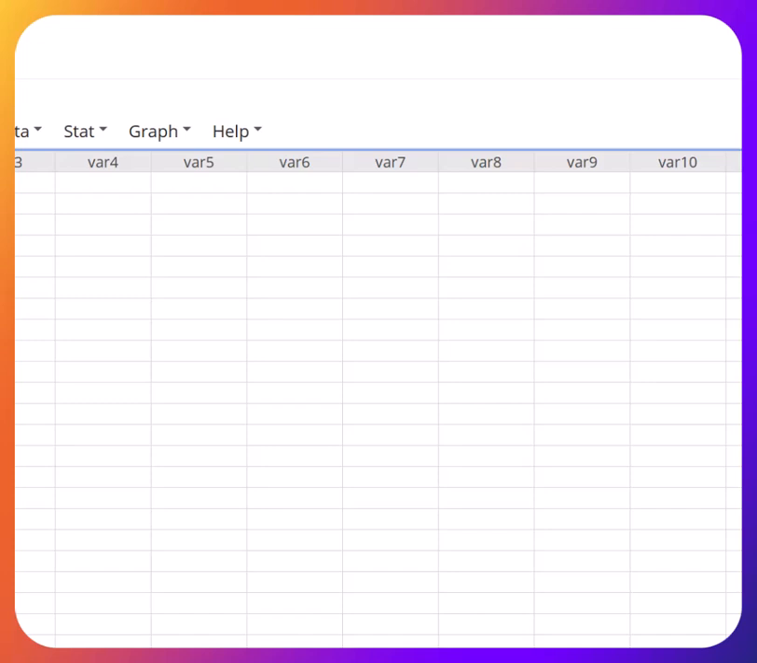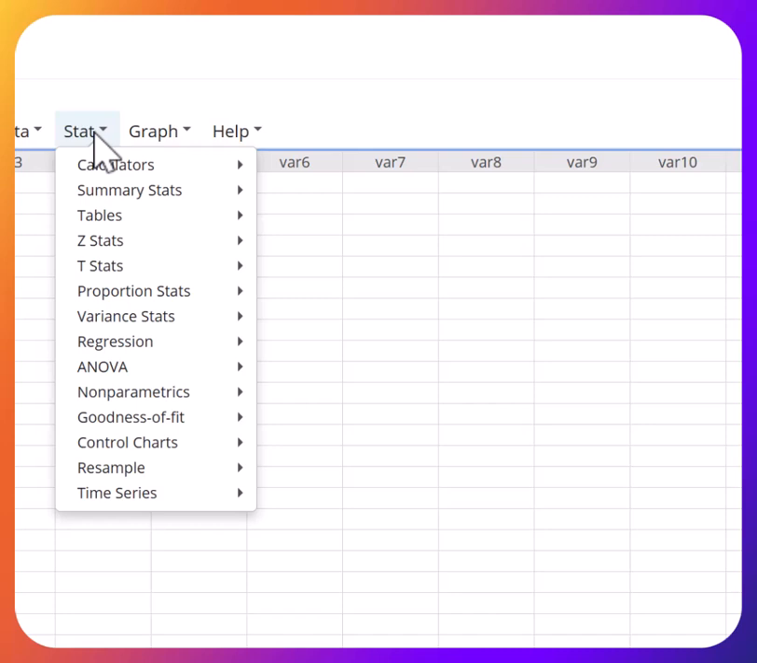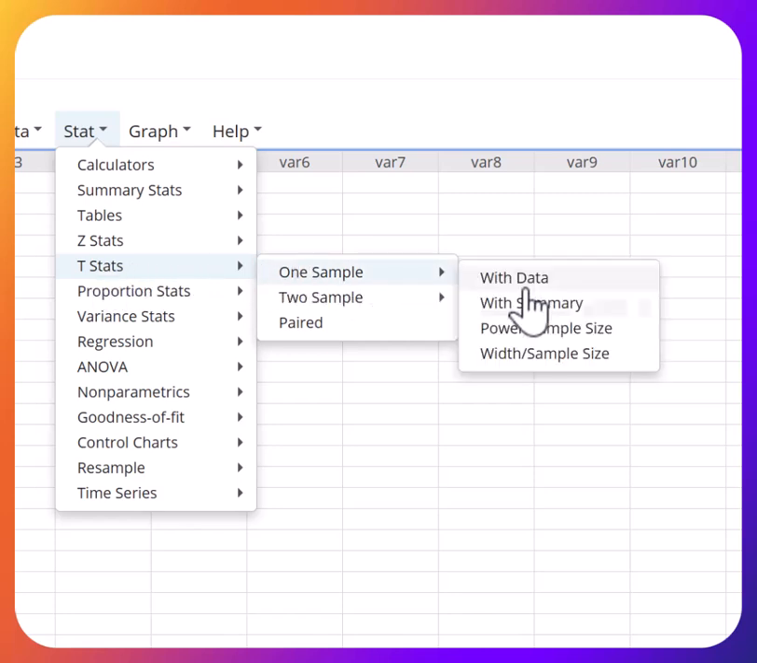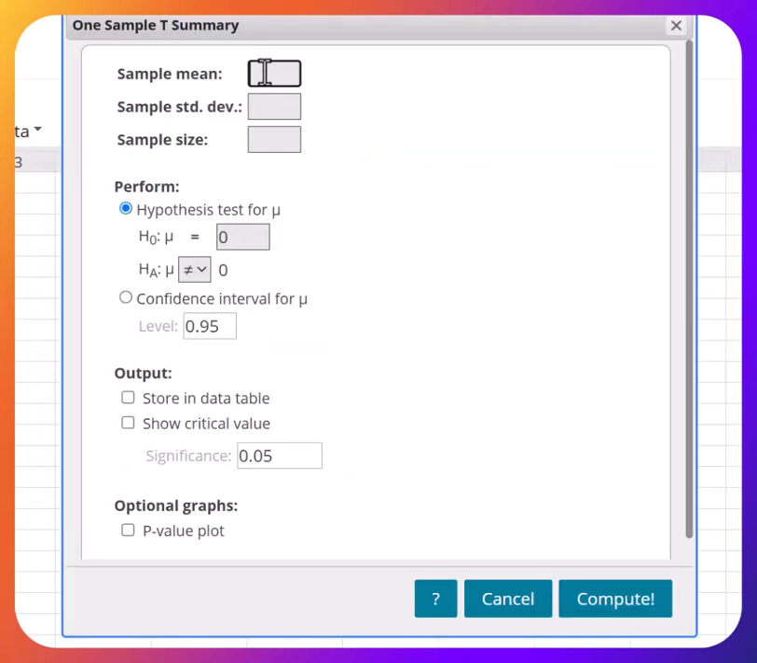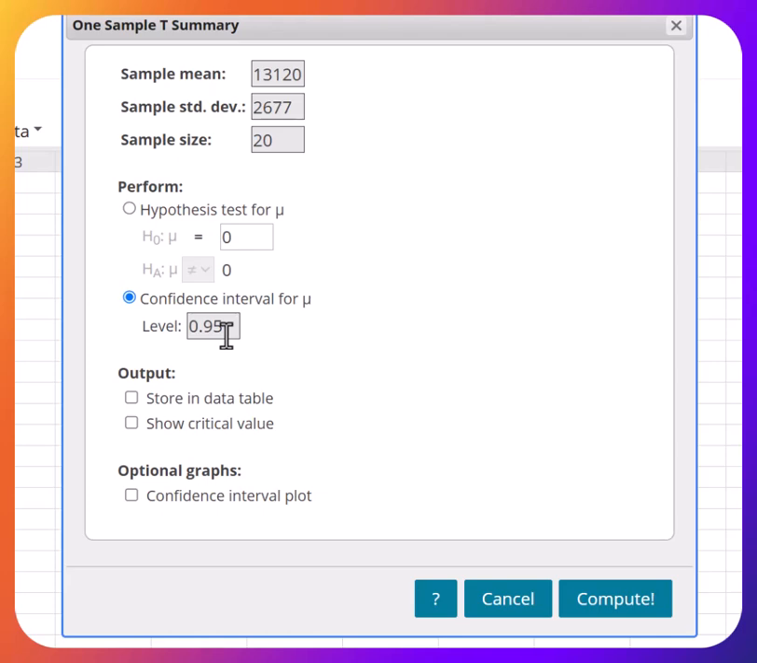Here's what you do. You go to Stat. You go to T-stat. If he gives you the sample standard deviation and he doesn't mention anything about population standard deviation, you have to go to T-stat, One sample, with summary, and then sample mean. Let's see, what was the sample mean? The sample mean was 13,120. The sample standard deviation was 2,677. The sample size was 20 and the confidence level was 95%. And you can hit compute.